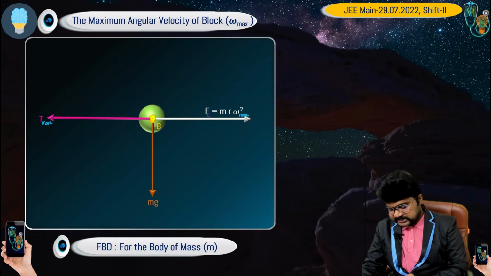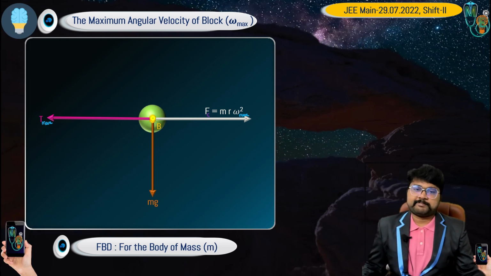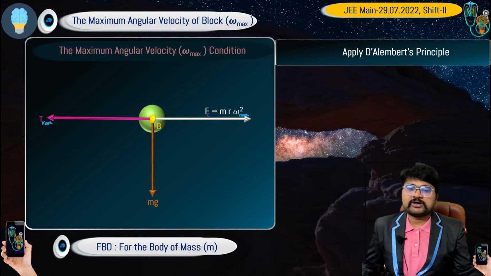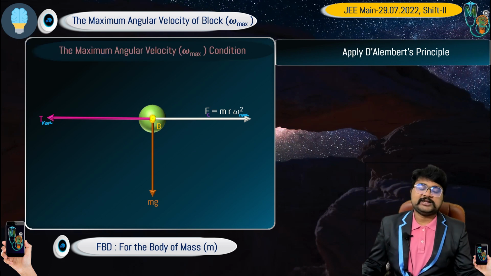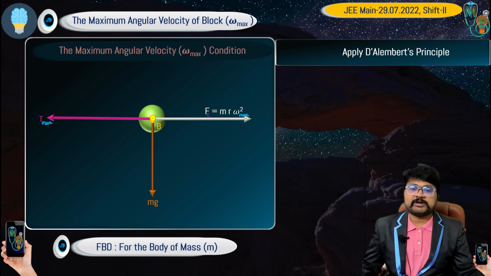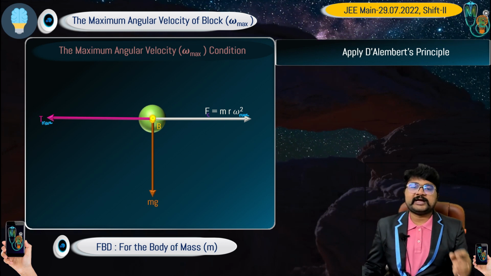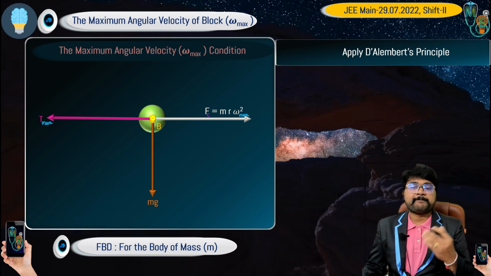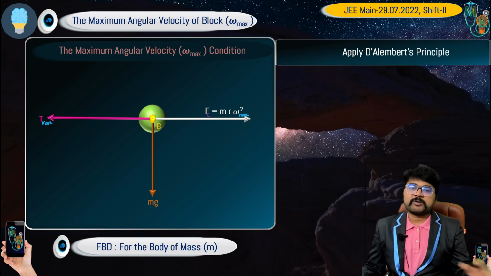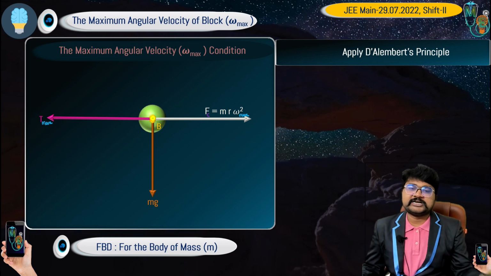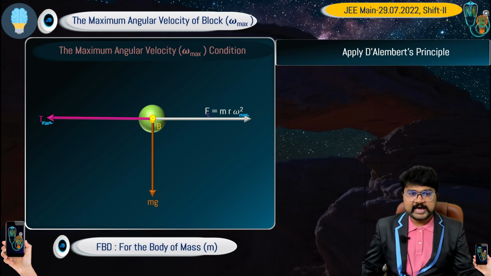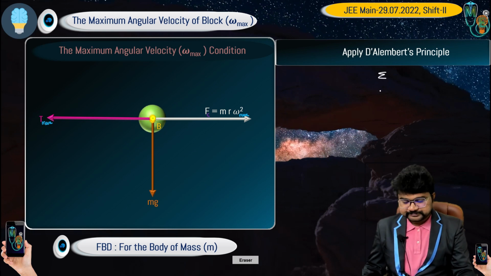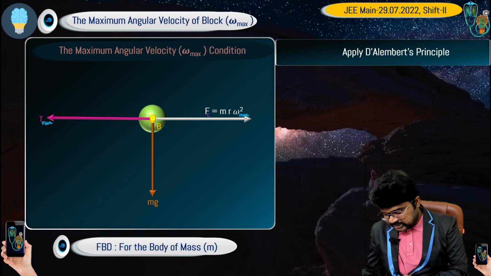Here we need to apply D'Alembert's principle at the maximum angular velocity condition. We already know that D'Alembert's principle is used to convert a dynamic problem into a static problem. We represented centrifugal forces acting away from the centripetal acceleration in the free body diagram, so the dynamic problem is converted into a static problem. Here you can directly write the static equilibrium equation.